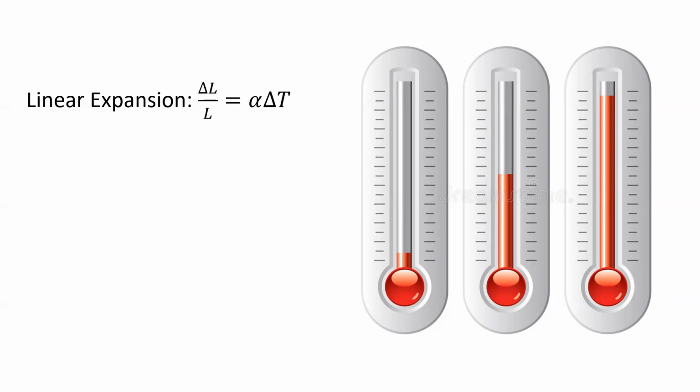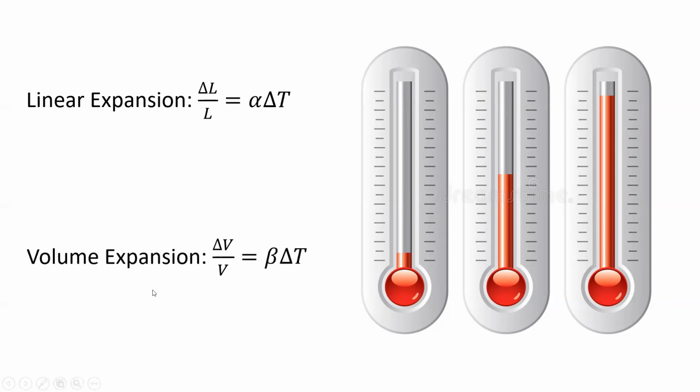So remember, the simple statement is that the fractional change in length of something long, we're not talking about a cube here, you would apply this to something like a rod or a filament, is proportional to the temperature change. So if you double the increase in temperature, you would expect twice the fractional change in length.